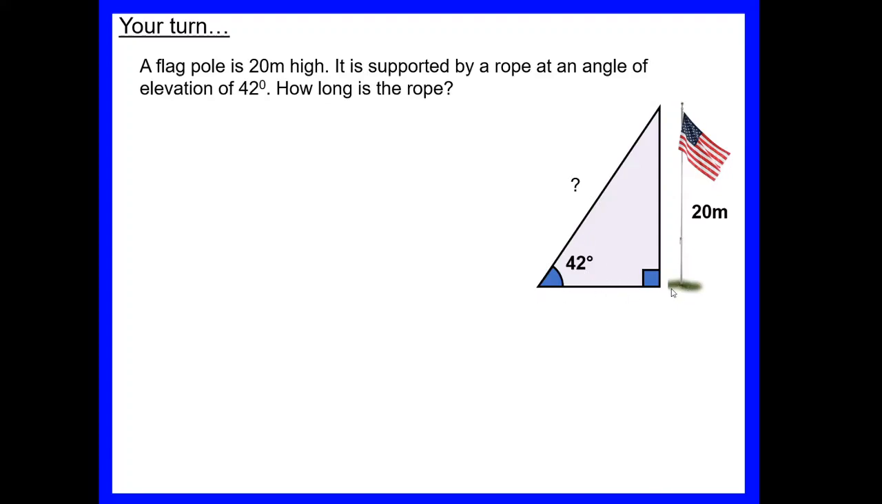So we know again it's this angle at the bottom here and not this angle at the top, is 42 degrees. And the ground and our flagpole will always make a 90-degree angle. So whenever we've got the ground and something going straight up from the ground, that's always going to be our 90-degree angle. Pause the video, have a go, see if you can find the length of the rope.